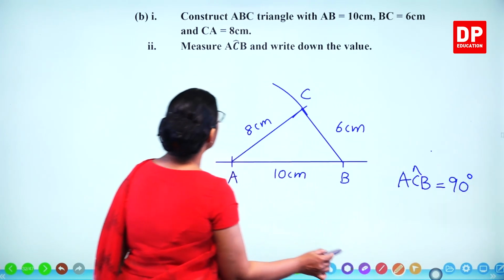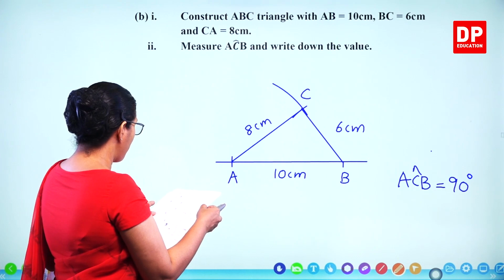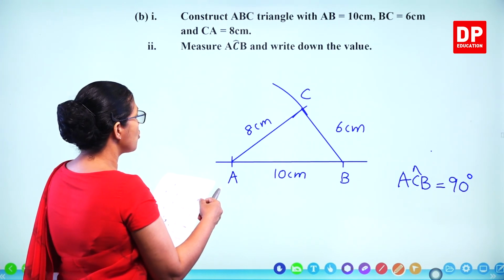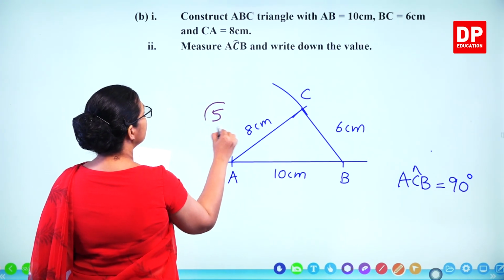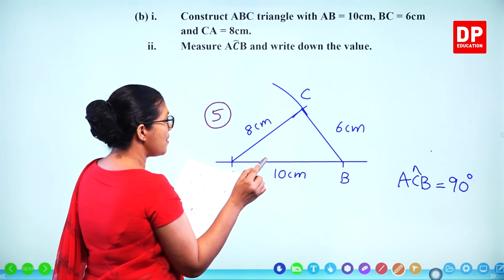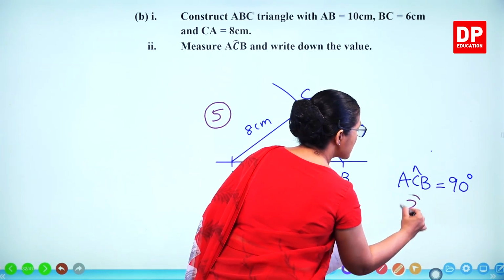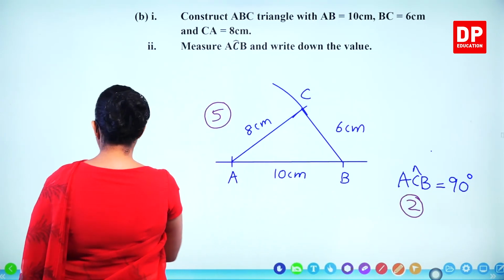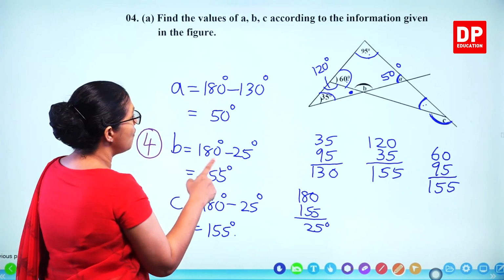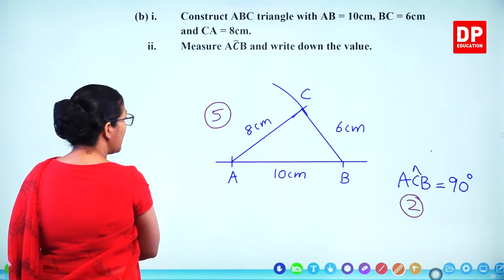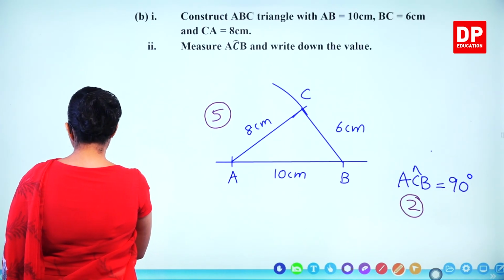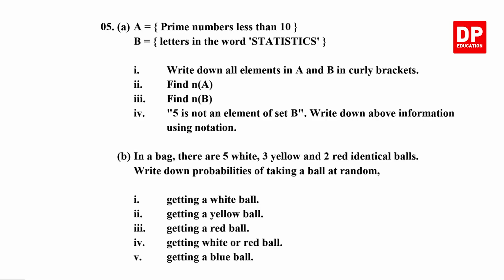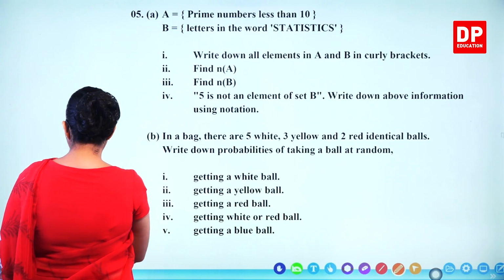So how many marks for this part? For the triangle construction, you are getting 5 marks. And measuring the angle, that's 2 marks. So 7 here. And we gave 4. 7 plus 4, 11 marks for that question as well.